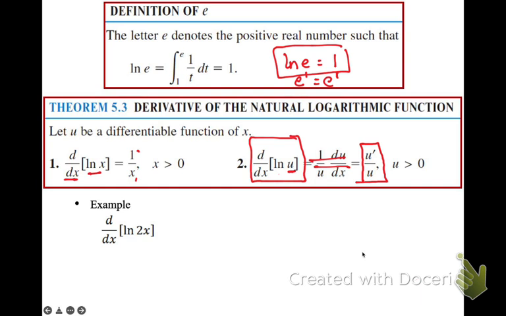The chain rule will still apply. The product rule will still apply. The quotient rule will still apply. All those rules will still apply. But it's the derivative of u over u.